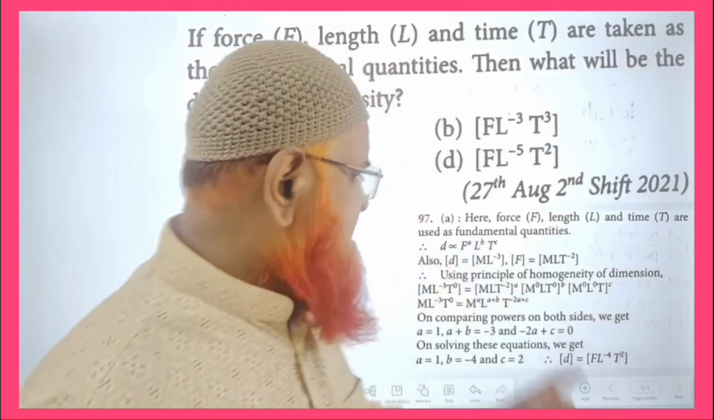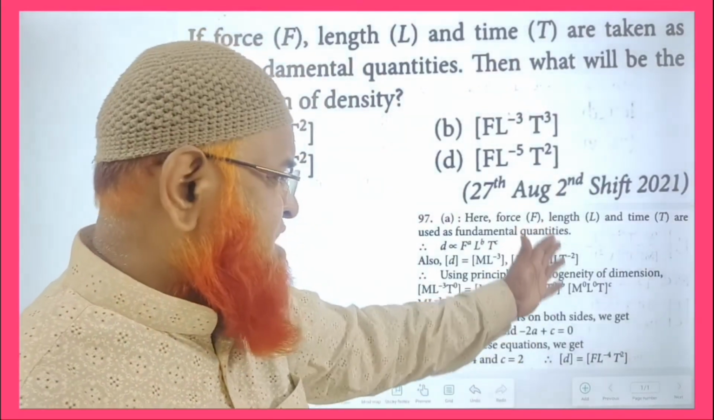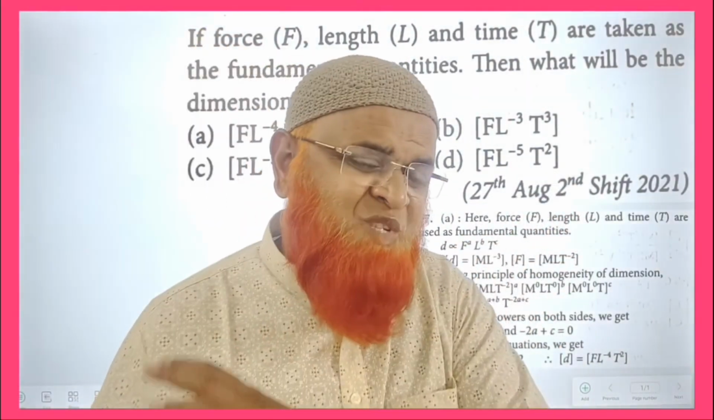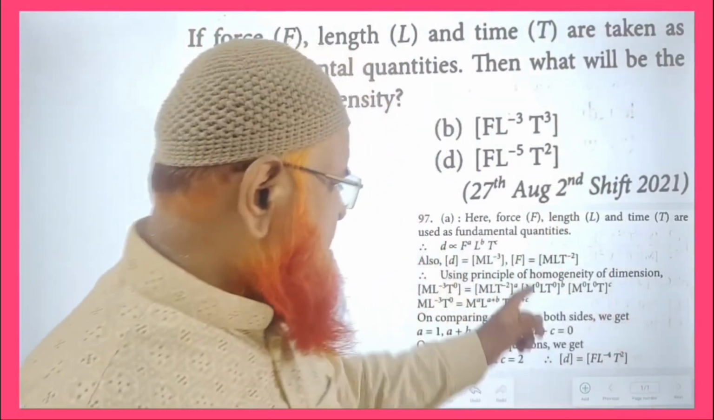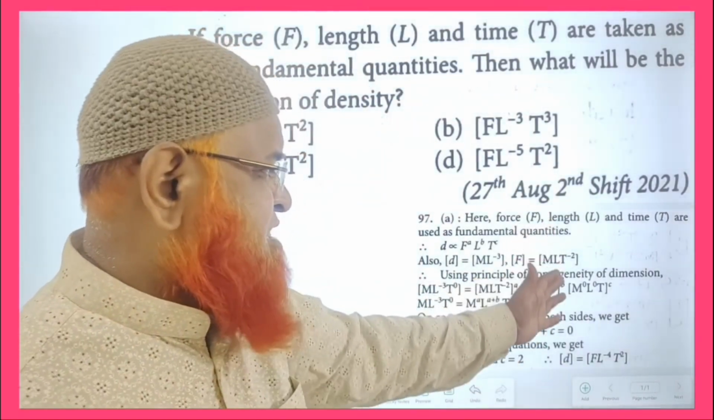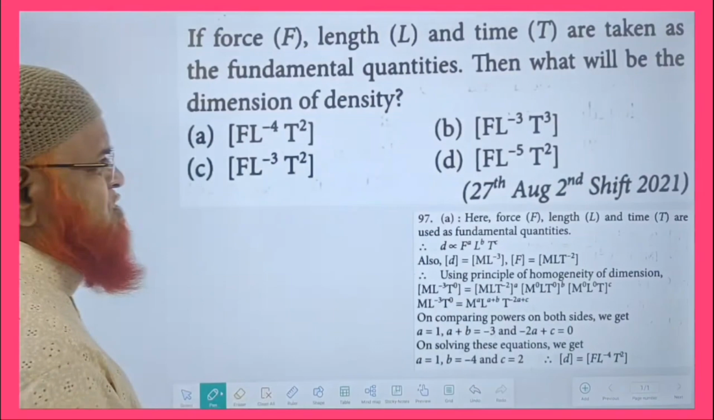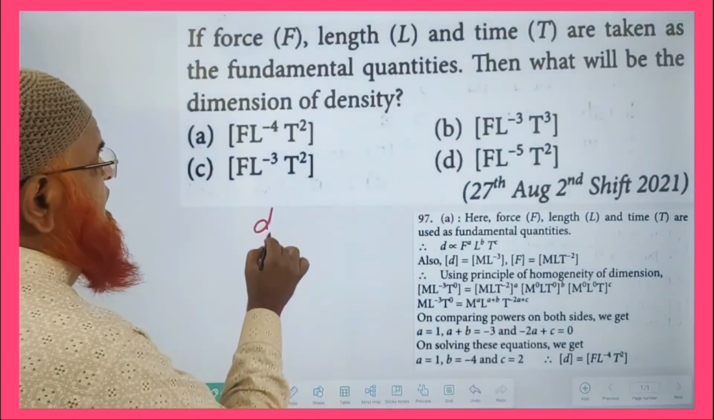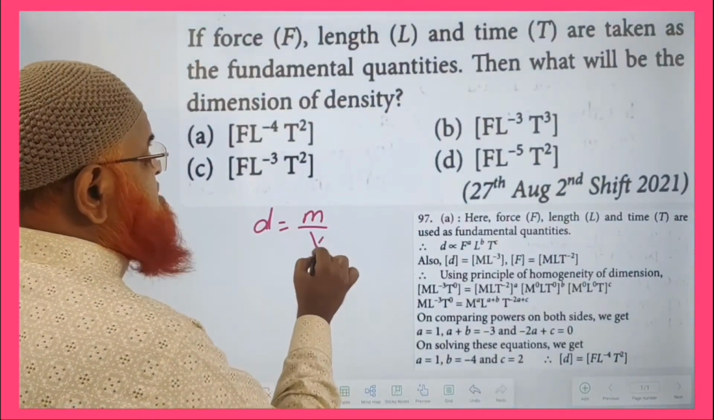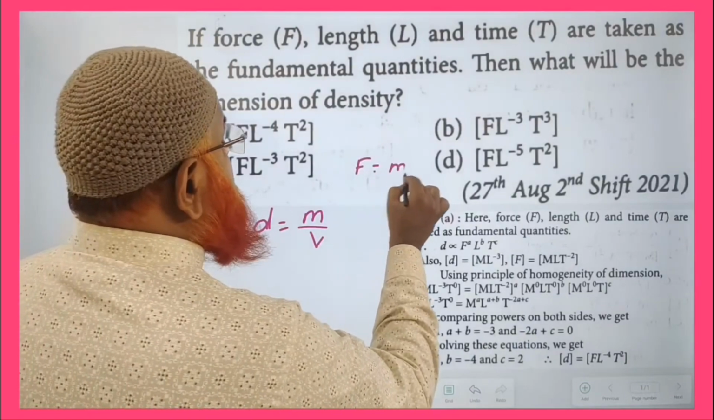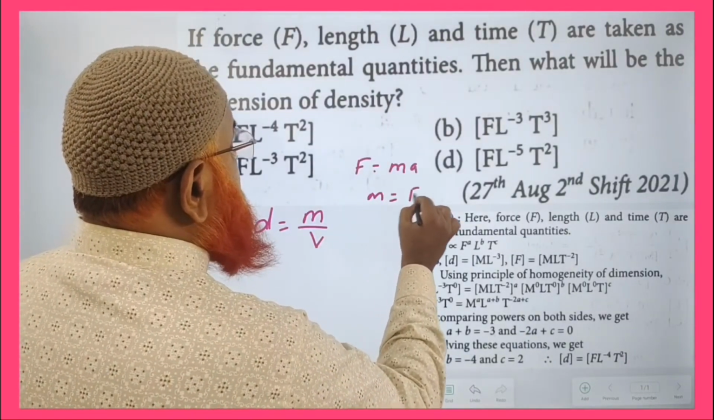Completely different style, not the traditional methods which are given in the books. This is a previous year question. Let us enjoy the simple and shortcut way to solve this problem. You all know density is equal to mass by volume. You all know F is equal to MA. M is equal to F by A.